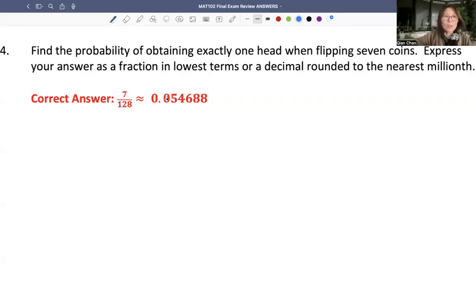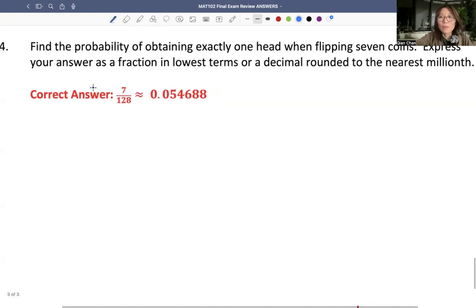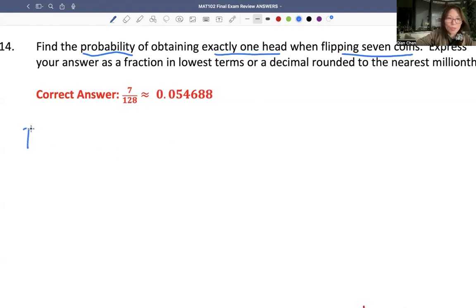Okay, we have come to the last question, 14. So question 14 asks us to find a probability. Probability of obtaining exactly one head when flipping 7 coins. Okay, let's see. So let's recall probability of any event.